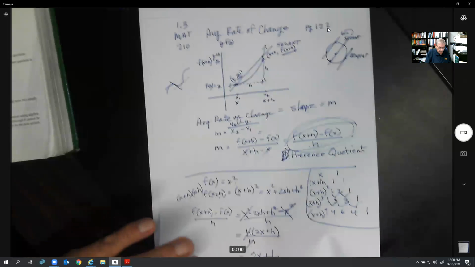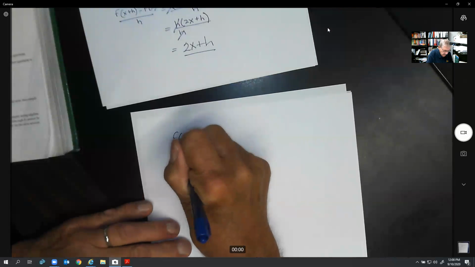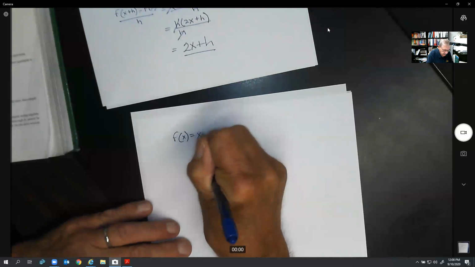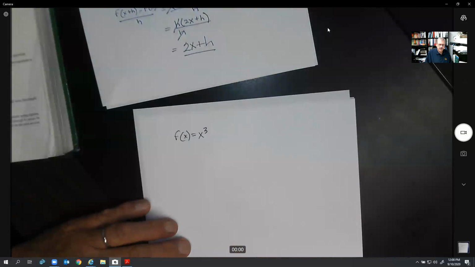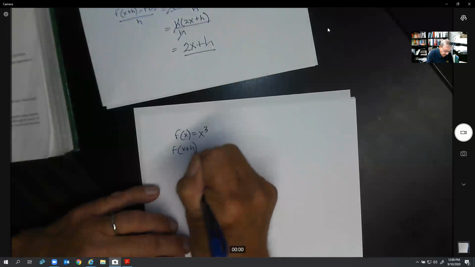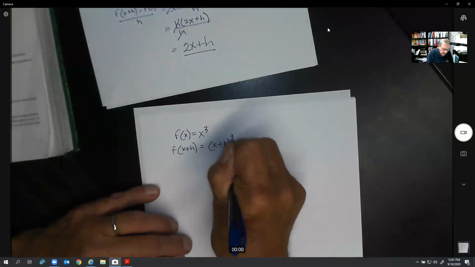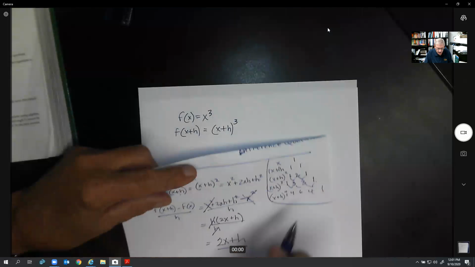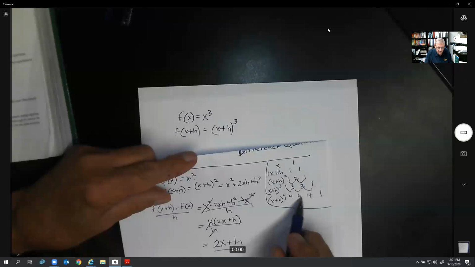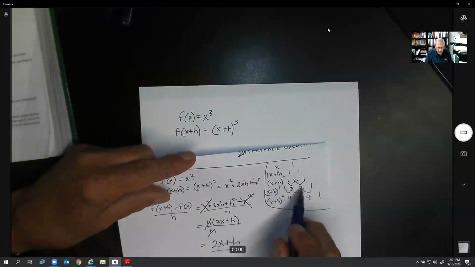Okay, let's try another one. I'm going to put this up here. We're going to need it. Function of x equals x cubed. First, step one, find f of x plus h. F of x plus h equals x plus h cubed. X plus h cubed is our 1331 pattern, x cubed.